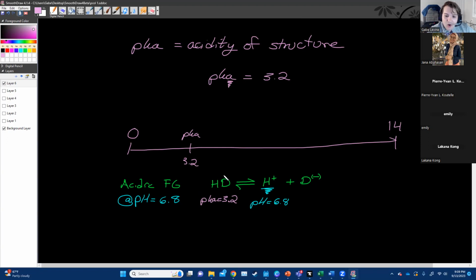So at a pH of 6.8, what form of the drug is going to be preferred? The neutral form or the charged form? Which one is going to be preferred? Charged, right? Mother Nature will always, always, always choose the higher number, which in this case is 6.8.